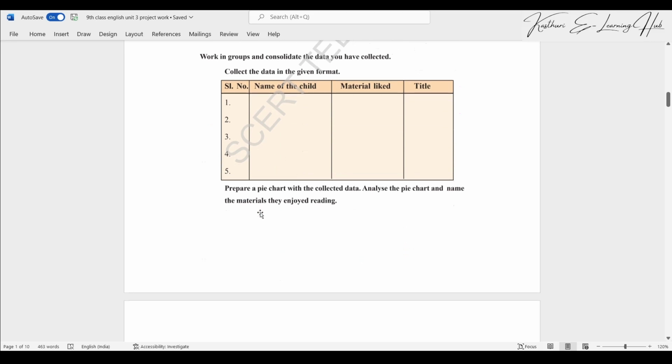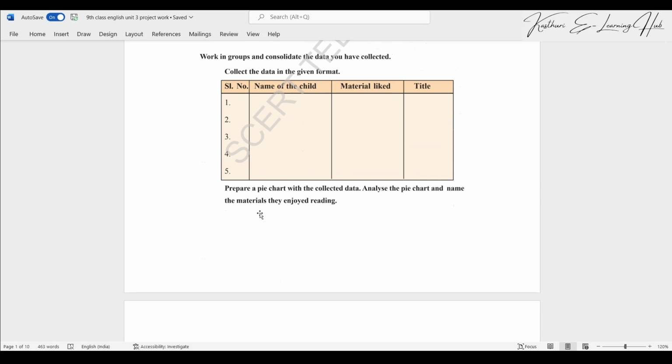Now what we should do, each one should collect the data of five students, and then work in groups and consolidate the data you have collected. All of us should sit together, so that is a group. Generally in a group there are 5 to 6 students. Each one has collected the data from five students, so all of us are going to sit down and make a collective data.